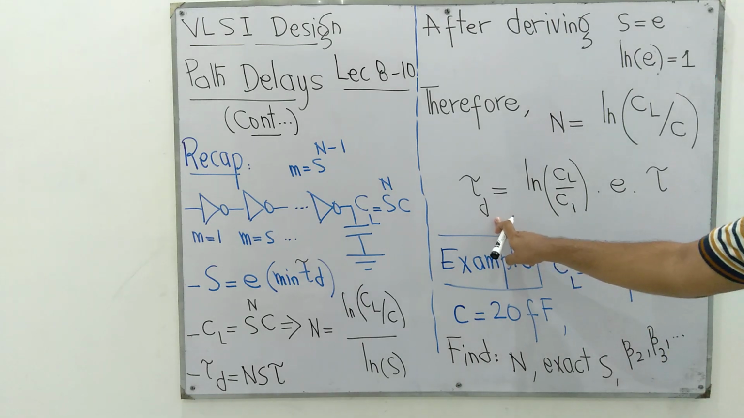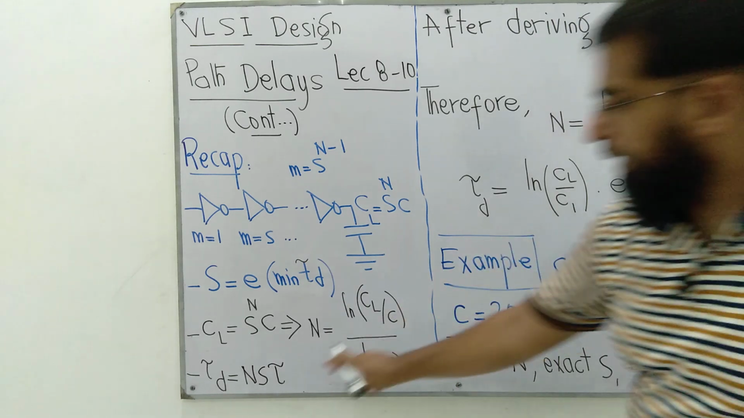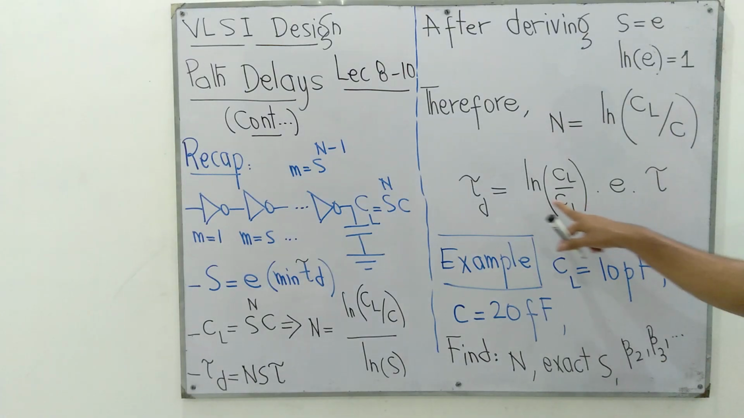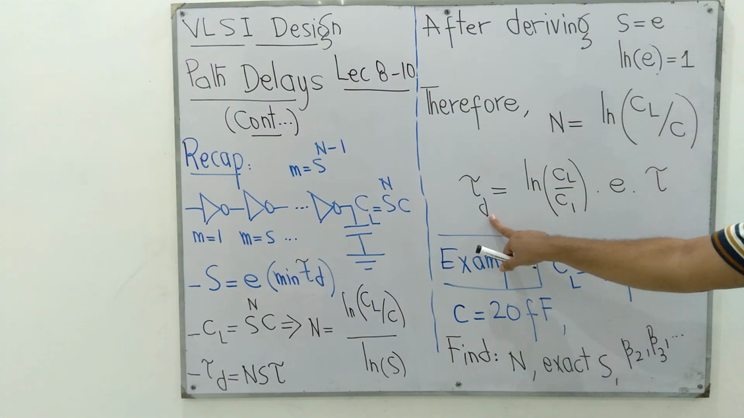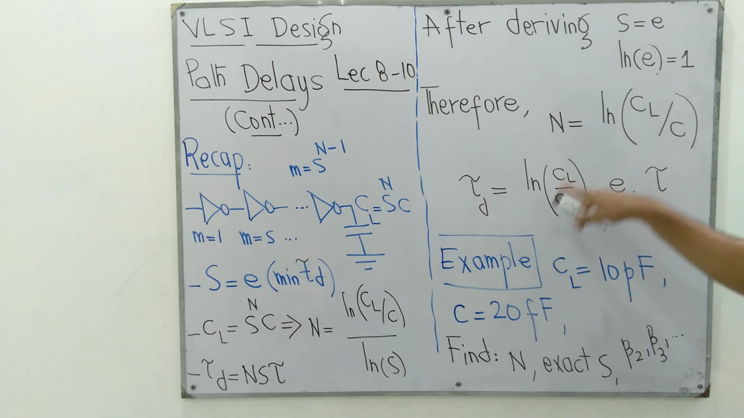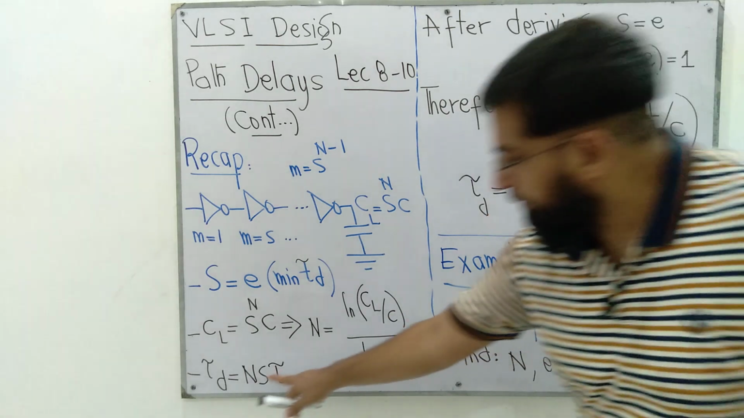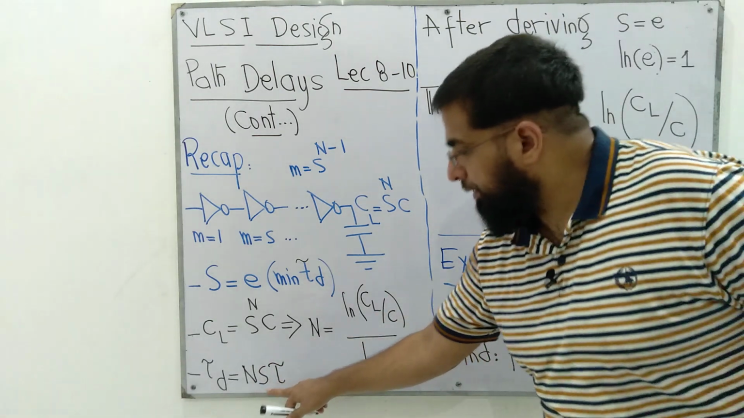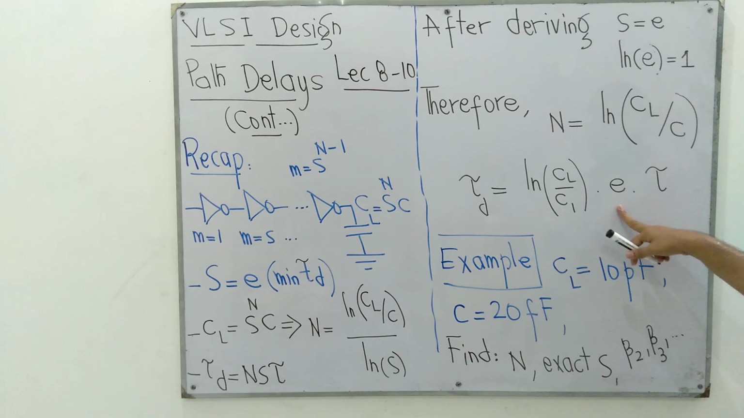And the total time delay is n s times the time constant tau. So tau d, the time constant of the chain, is log of CL over C1, because the value of n is now this, times s, where s is e as we computed in the last lecture, times the same tau.